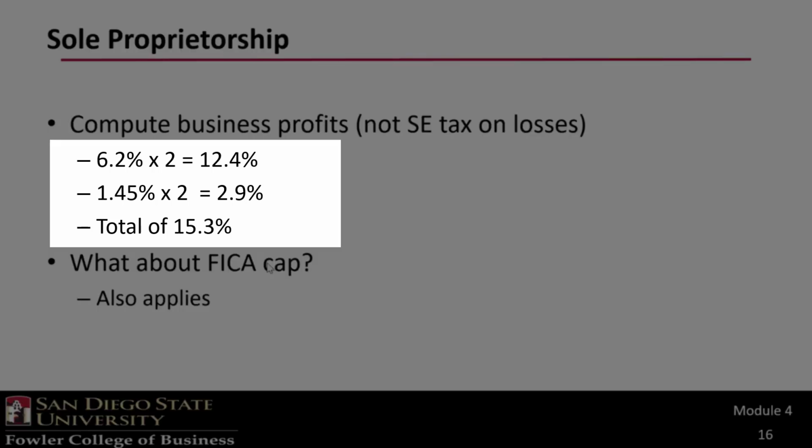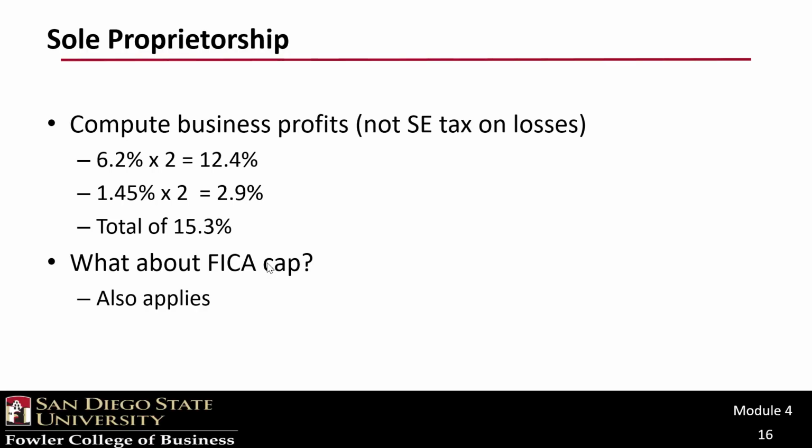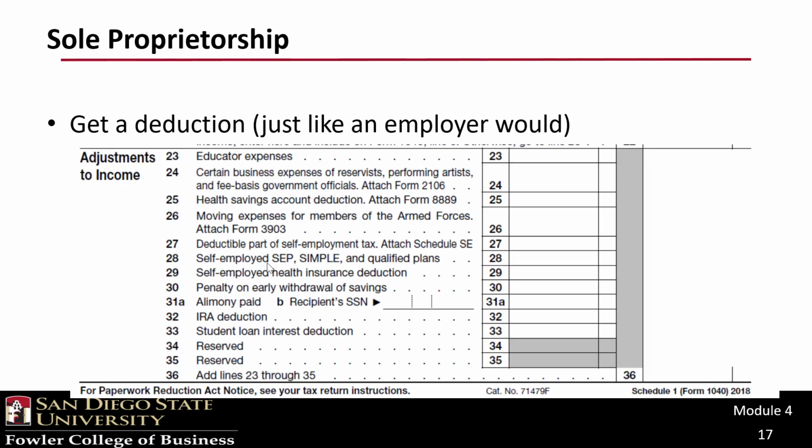Thus, Social Security is 6.2% times 2, or 12.4%. And likewise, Medicare is 2.9%. The FICA cap also applies to self-employment income. So even though the self-employed pay both halves of employment taxes, the self-employed are entitled to a deduction. Rather than have that amount reported on Schedule C, this is reported as a for AGI deduction on what is now Schedule 1.